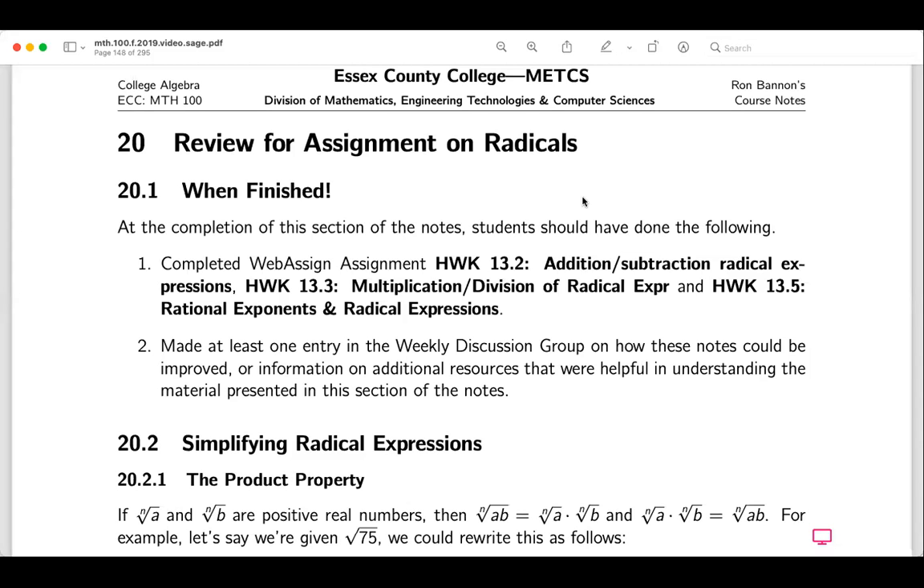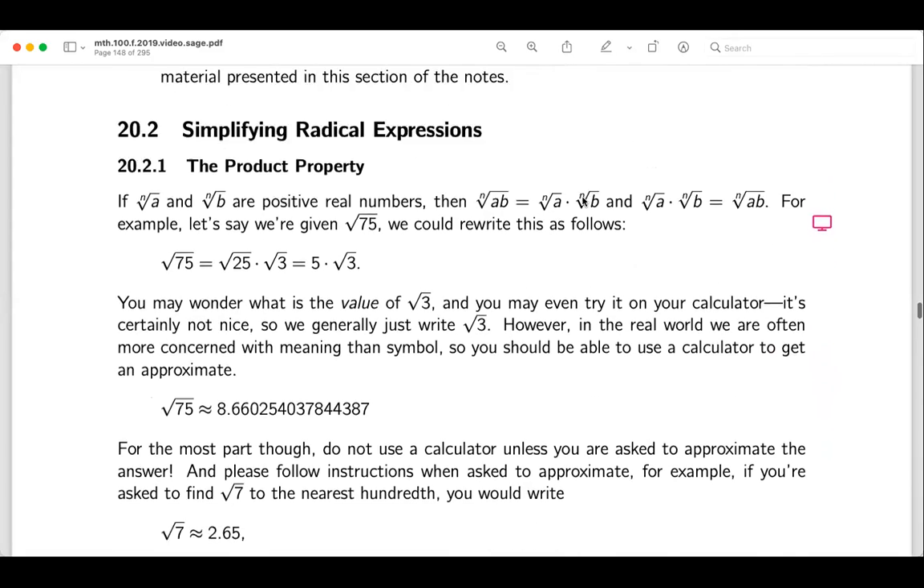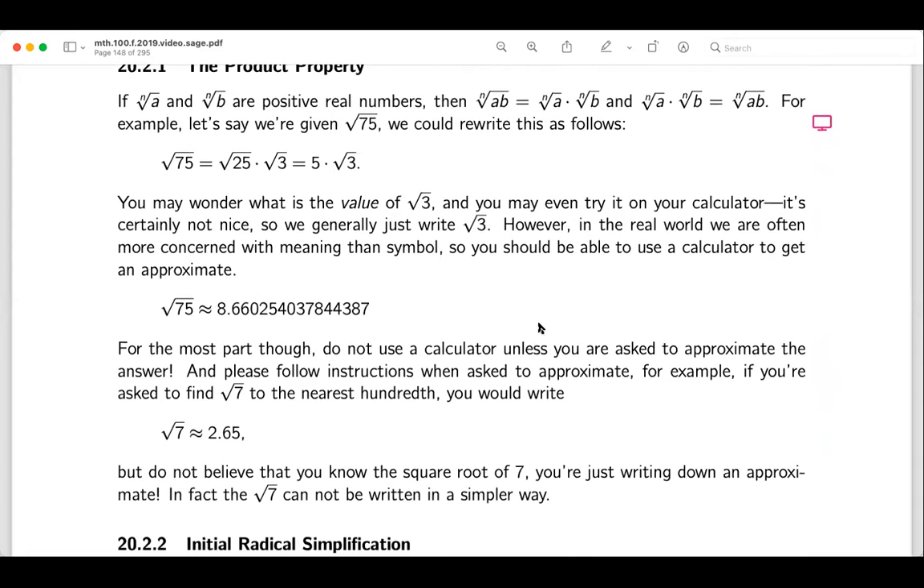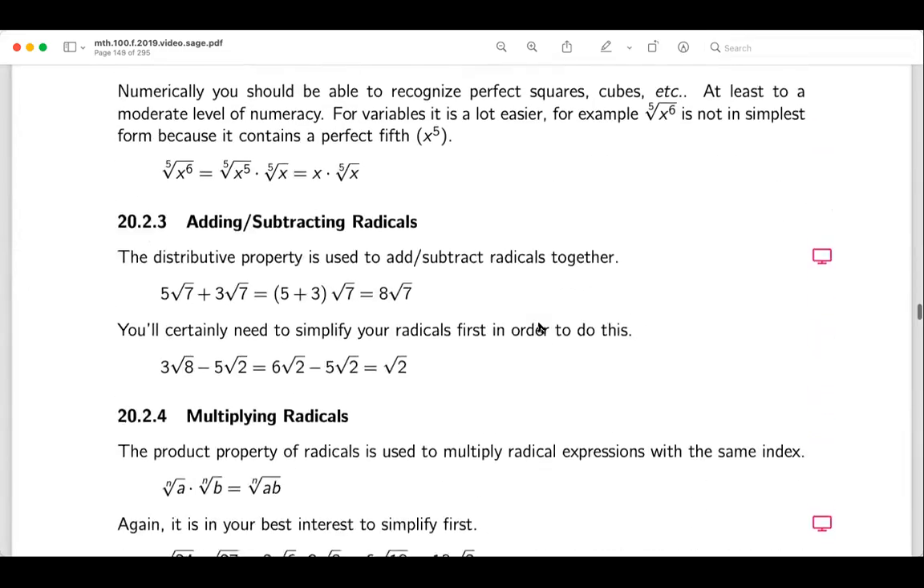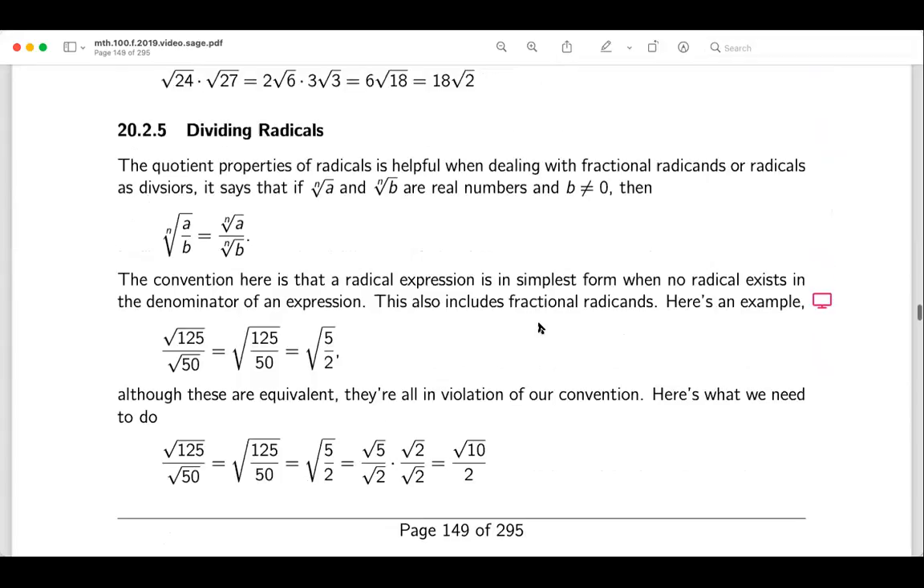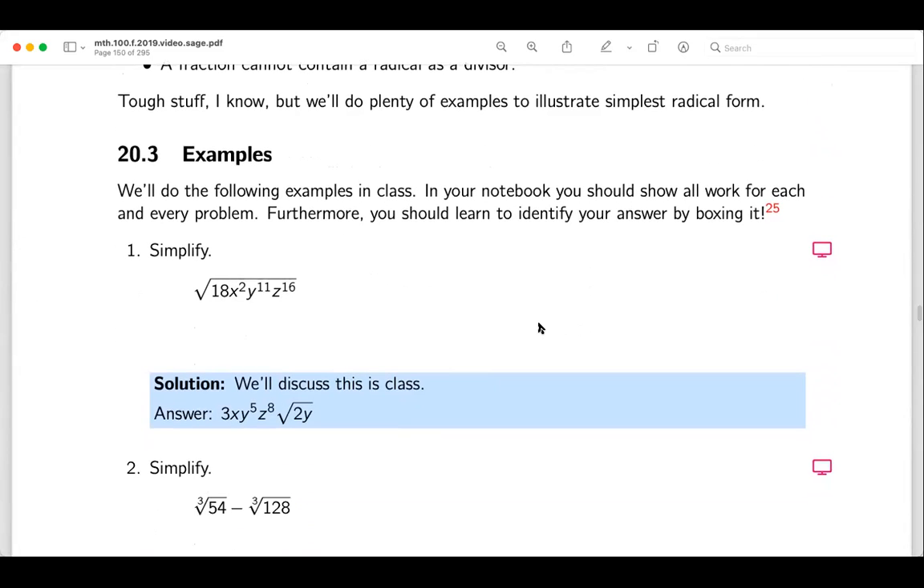Okay, we're in section 20 of the notes. This is a section on radicals, a tough section. I realize that. Basically, we talk about simplifying, or at least initial simplification. We talk about approximating roots. Then we talked about addition, subtraction, multiplication, dividing, and conventions that we had. We went through a bunch of examples.